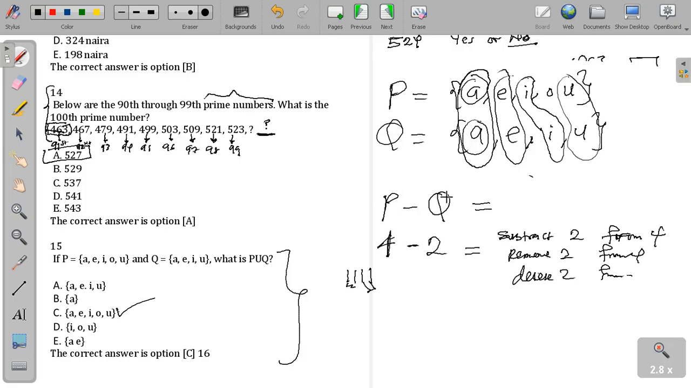P minus Q means delete the element you have in Q from P such that whatever you have left in P is your final answer. Just like what I've done here.